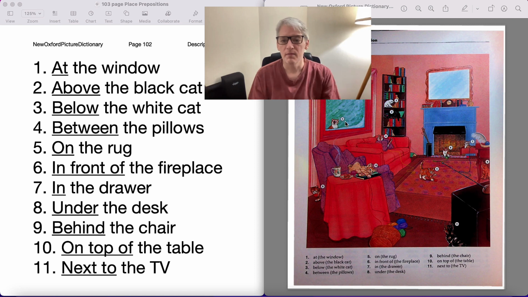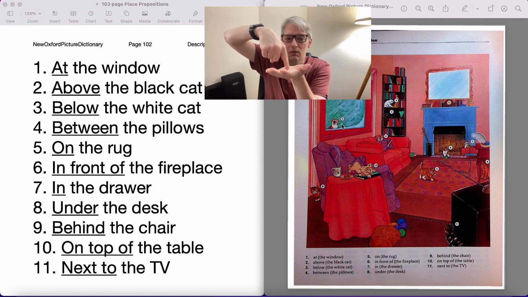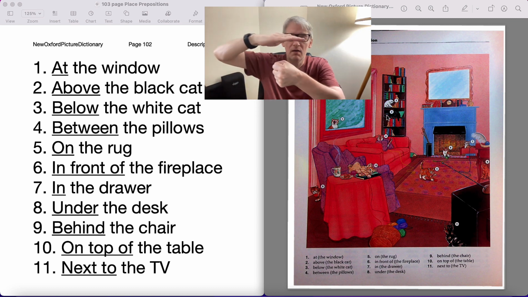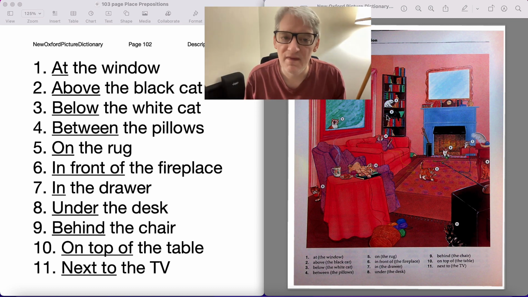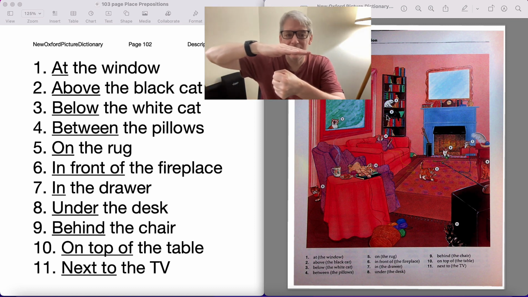Number one is the cat here, right? And the cat is at the window, at the window. In number two, here, the white cat is above the black cat, above. The white cat is above the black cat.